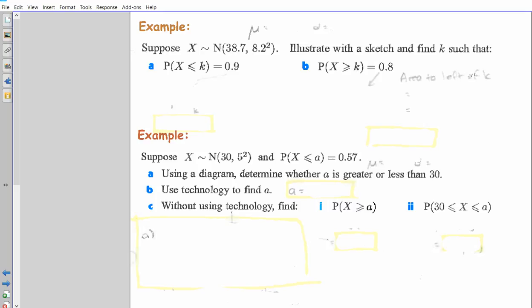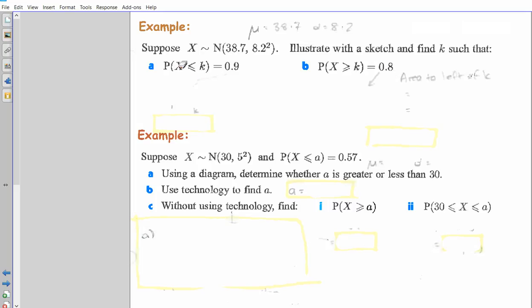So let's keep going. Some more examples on the next 2 pages. So suppose that x is normally distributed with a mean of 38.7 and a standard deviation of 8.2. So write them out. It's always very helpful to have that written out there, especially when it comes to plugging it into the calculator. Illustrate with a sketch and find k such that the probability x is less than k is equal to 0.9. So when they say x is less than k, they've given you the area to the left, so that's good. Before, they said x is greater than k, so they'd given you the area to the right, and you'd have to plug in the area of 0.2 instead.